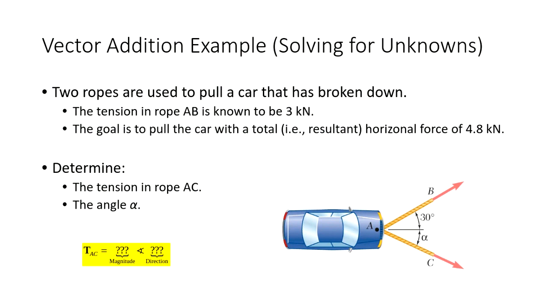This is what I mean by flipping the script. On Monday, we had two vectors, and we just wanted to find the resultant. Now I've got one vector, and I know what I want the resultant to be. What is the other vector that will make that happen? It's a little bit different, but really it just employs the same skills that we've been using before.